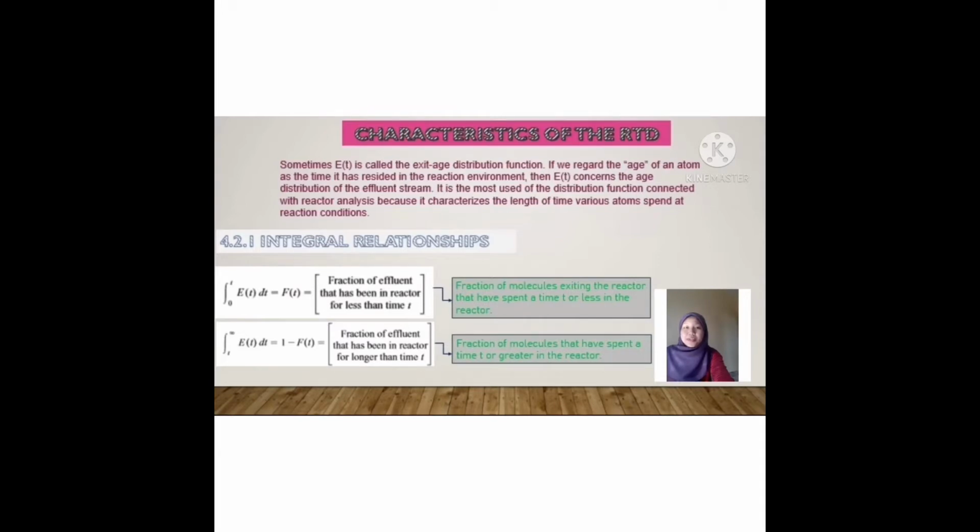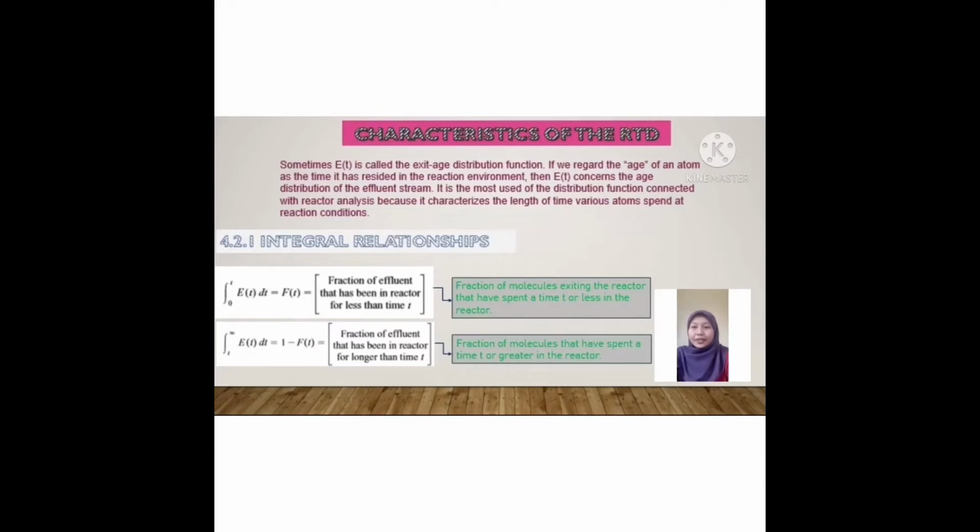Today I would like to present about the characteristic of the distribution, which is integral relationship. Sometimes resident time distribution E(t) is called the exit age distribution function. If we regard the age of an atom as the time it has resided in the reaction environment, then E(t) concerns the age distribution of the effluent stream. It is the most used of distribution function connected with reactor analysis because it characterizes the length of time various atoms spend at reaction conditions.